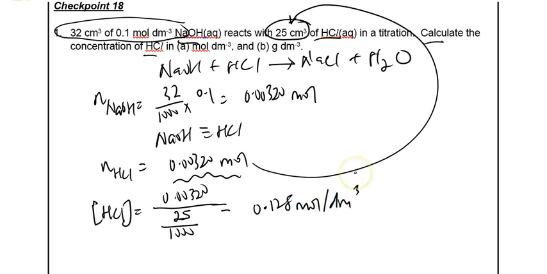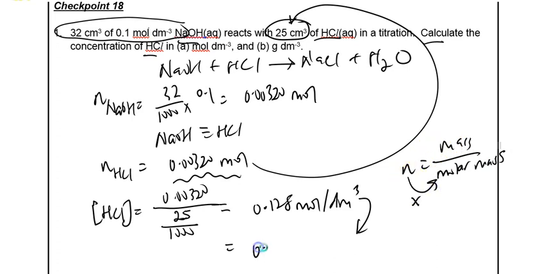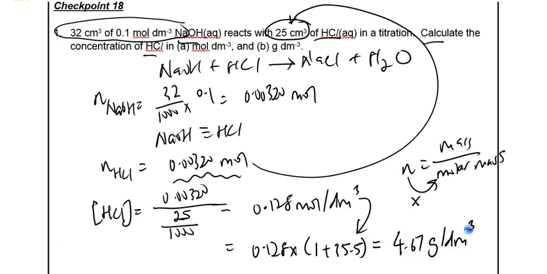I must also convert this to gram per dm cube. So to convert number of moles to gram, recall number of moles is mass over molar mass. So to convert number of moles to mass, I simply multiply the number of moles with the molar mass. So I multiply by the molar mass of HCl, which is 1 plus 35.5, and I will have 4.67 grams per dm cube.